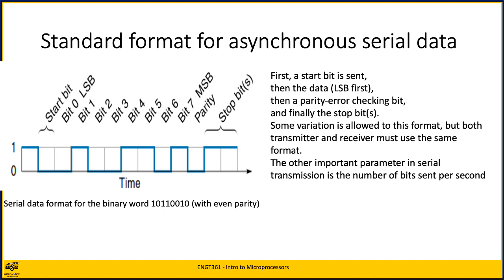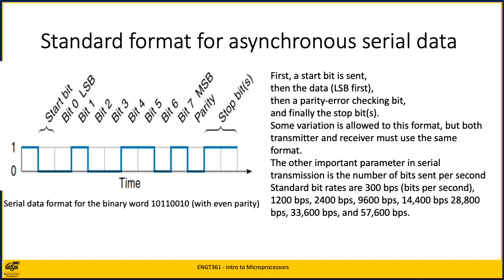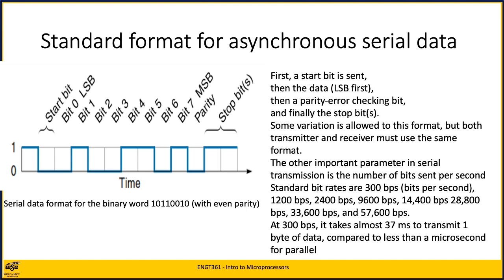The other important parameter in serial transmission is the number of bits sent per second. Standard bit rates are 300, 1200, 2400, 9600, 14400, 28800, 33600, and 57600 bits per second. Serial data transmission is much slower than parallel transmission. At 300 bits per second, it takes almost 37 milliseconds to transmit 1 byte of data, compared to less than a microsecond for parallel. This is thousands of times slower. Still, for many applications, particularly process control, the longer data transfer times are not a problem.